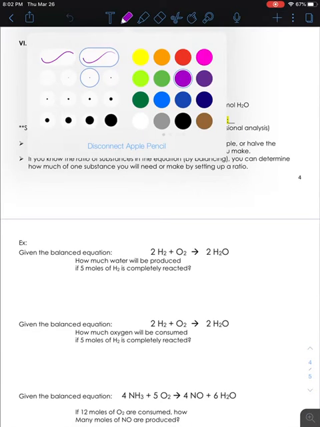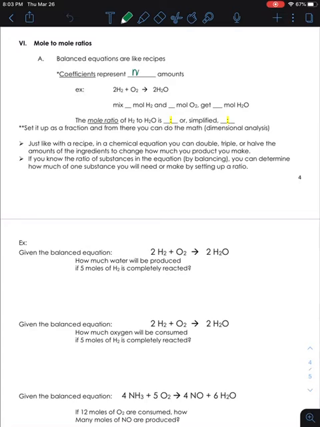Let's pick a different color. Let's go green. So, for example, when we're looking at how we put together water, the synthesis of water, we have 2 moles of H2, 1 mole of oxygen, because the 1 is implied, and 2 moles of water are created. So if we were to say this, we would say we're going to mix 2 moles of H2 and 1 mole of oxygen to get 2 moles of water. And that's what we get from looking at that balanced equation.